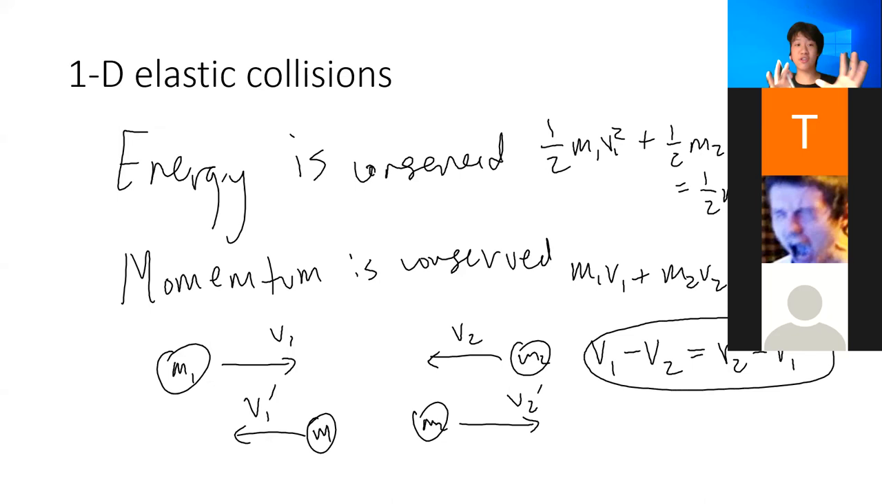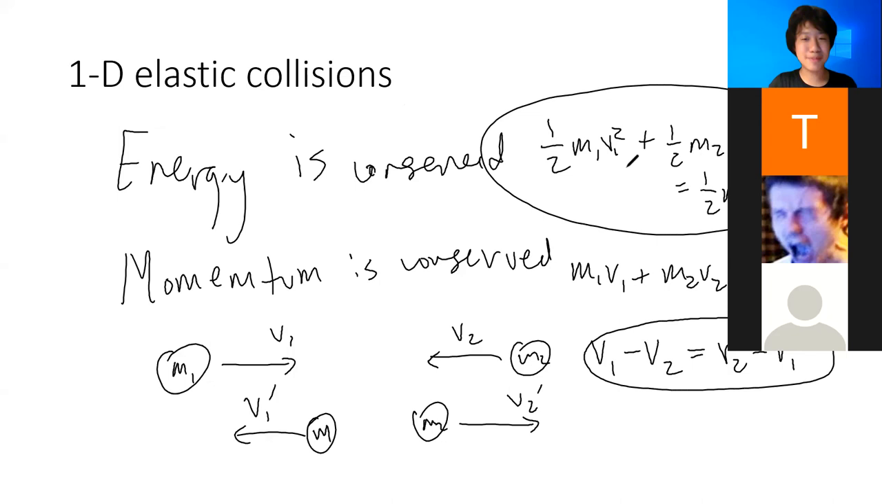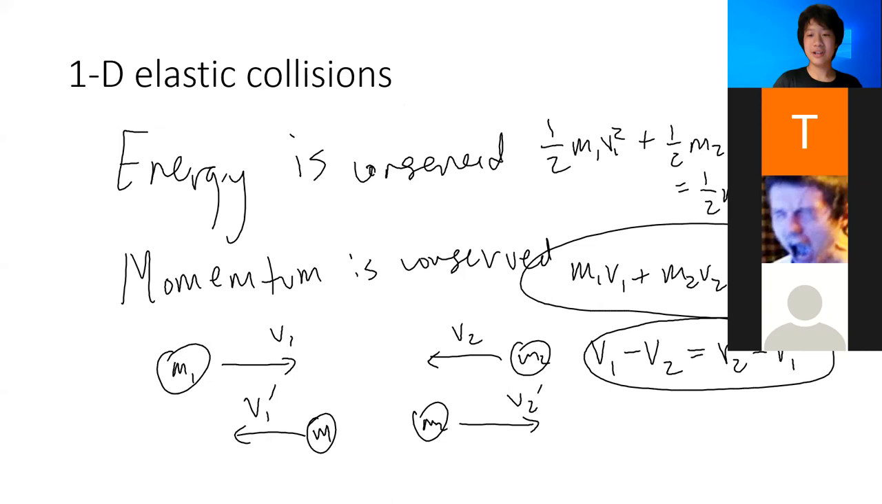So these are three equations you can use for a 1D elastic collision. And you're not really going to use the energy equation that much because, honestly, who wants to do that much math, right? It's too complicated. It's too much stuff to consider. So usually you're just going to use these two equations here. You're going to have the conservation of momentum, and then you're going to have the velocity equation for a 1D elastic collision.